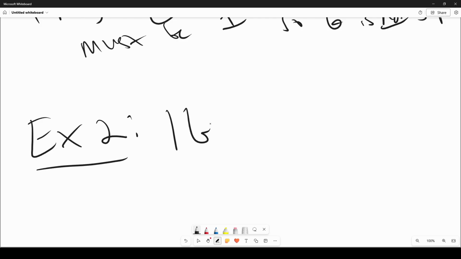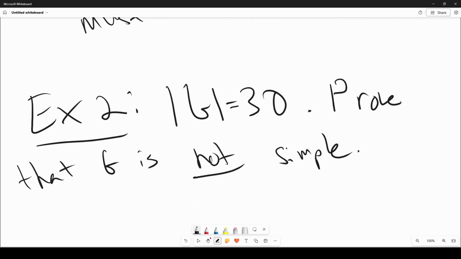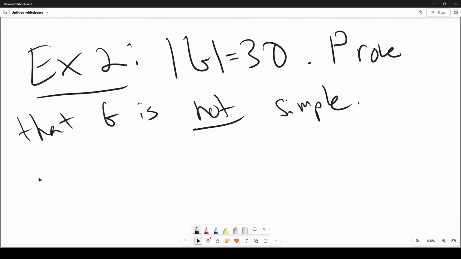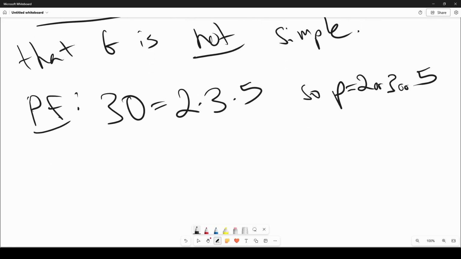So let's say the order of G equals 30. Let's prove that G is not simple. Proof. So we're going to factor 30 as 2 times 3 times 5. So we get that we can either choose p equals 2 or 3 or 5. Let's look at each of those.